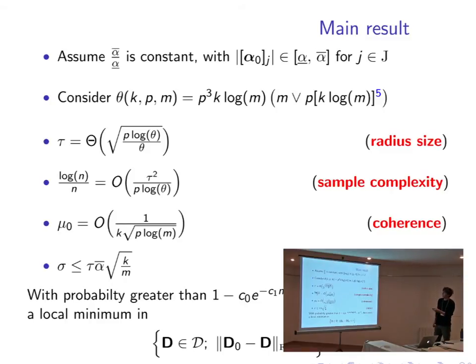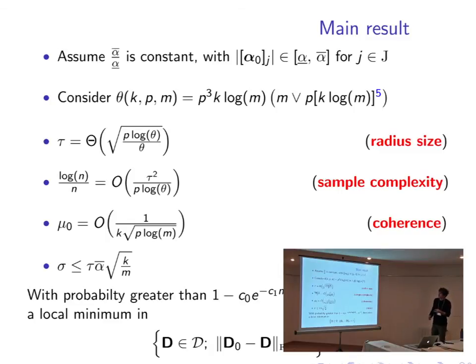So I have put here in blue this coefficient 5 that might look a little bit weird, but I'm pretty sure it's not optimal, and I'm pretty sure it could be reduced. Another scaling that we would like to improve is this coherence assumption, which is quite strong at the moment, and we hope to get rid of the dependence with respect to the full size of the dictionary here.